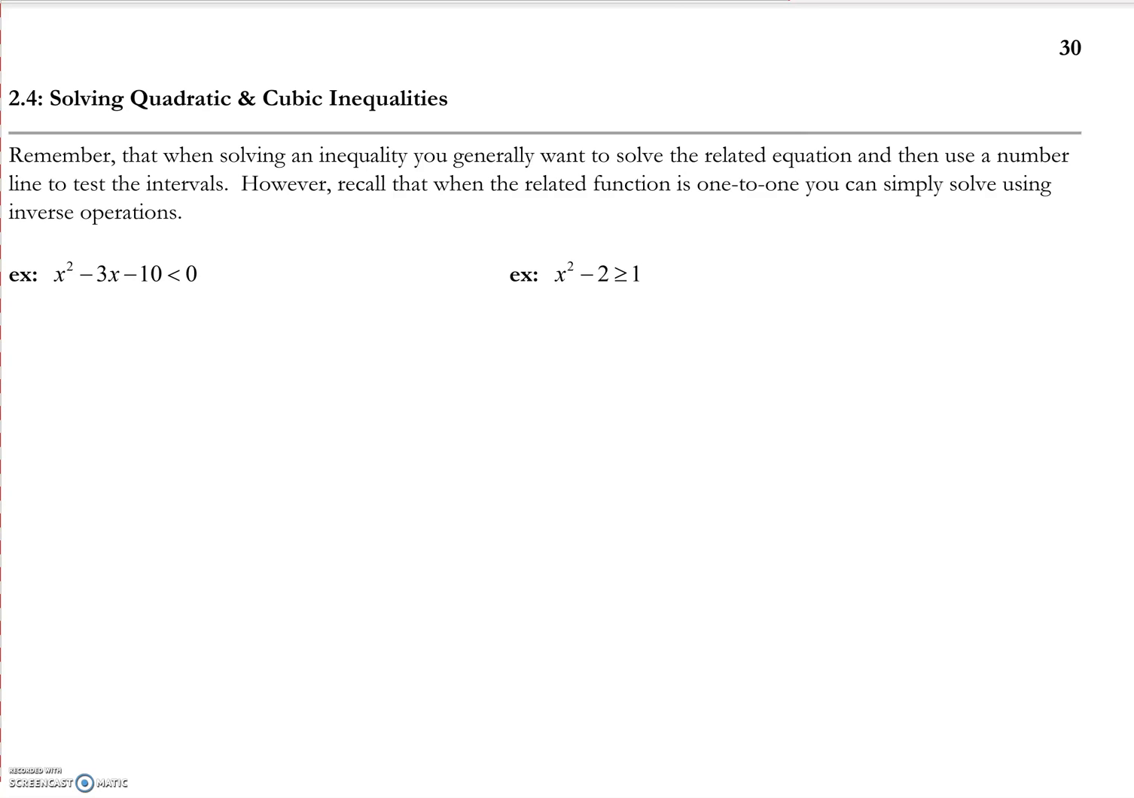So if we're thinking about quadratics and cubics, remember quadratics generally make a parabola shape, and cubics generally make this little squiggle sort of shape. Quadratics are not one-to-one. If we have our horizontal line test, it fails. Cubics, however, are one-to-one. So since cubics are one-to-one, we can solve just using inverse operations. Quadratics, however, we have to use a number line to test our intervals.